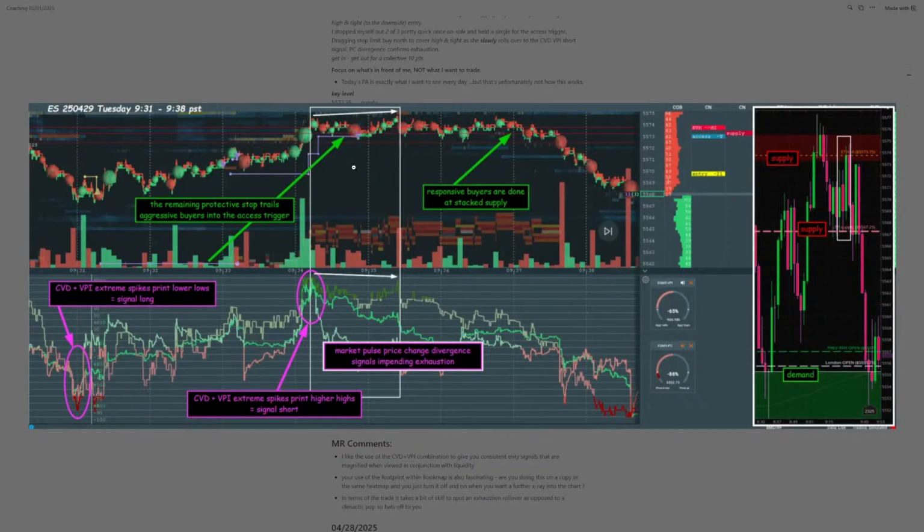Yeah, so it looks like, I don't know, maybe if you take us through a little bit more of your decision making process here, because it looks a lot like you're relying pretty heavily on this CVD and VPI, that market pulse volume pressure imbalance running together.